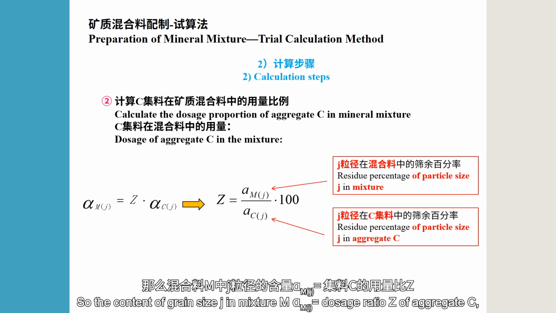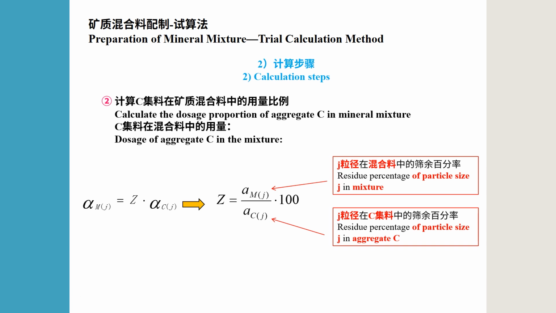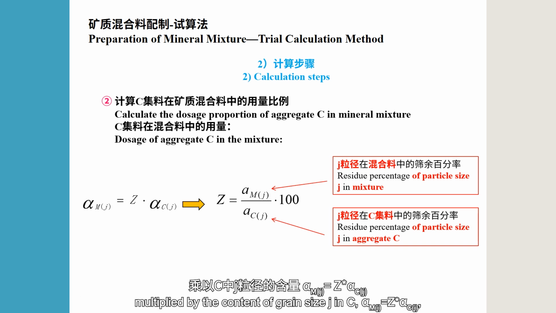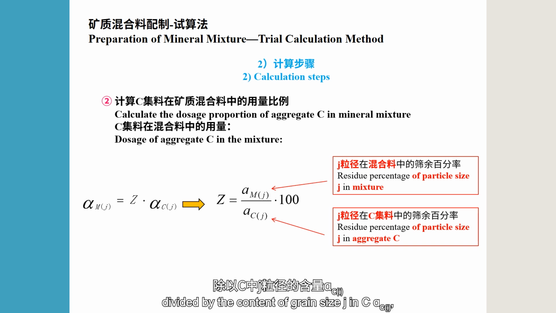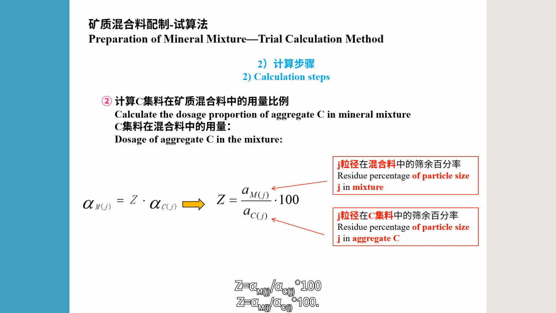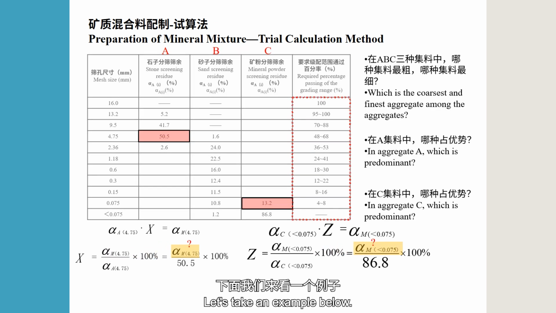So the content of grain size J in mixture M, alpha MJ, equals dosage ratio Z of aggregate C multiplied by the content of grain size J in C, alpha MJ equals Z times alpha CJ, then Z equals content of grain size J in mixture M divided by the content of grain size J in C. Z equals alpha MJ divided by alpha CJ times 100. Let's take an example below.